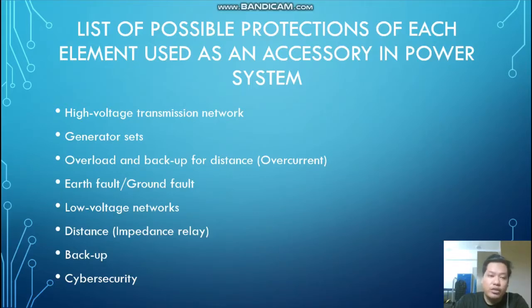Overload protection requires a current transformer which simply measures the current in the circuit. There are two types of overload protection. It is instantaneous overcurrent, IOC, that requires that the current exceeds a predetermined level for the circuit breaker to operate.